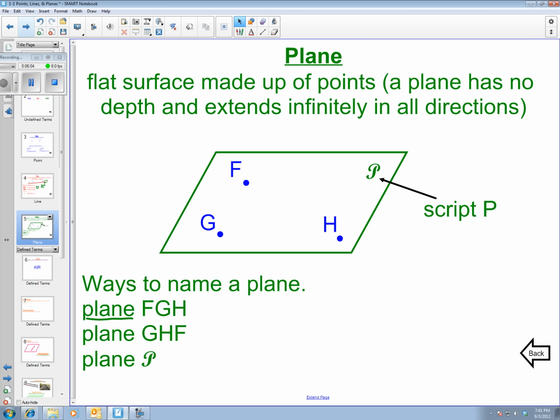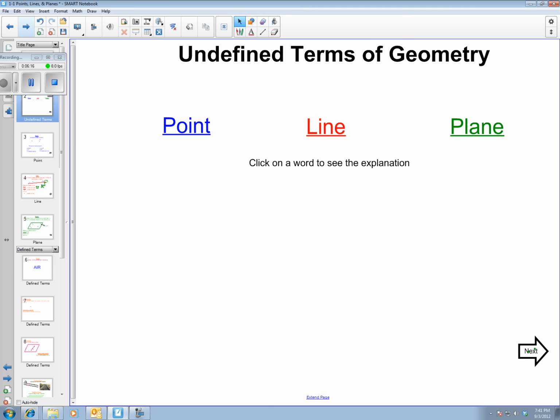Similarly, we would never mix the cursive P along with the G or H or any other combination of three. It is not a point. So if we were going to use the italic P, it would be used by itself. So there's a brief description of our three undefined terms in geometry. These are kind of like the building blocks of geometry.